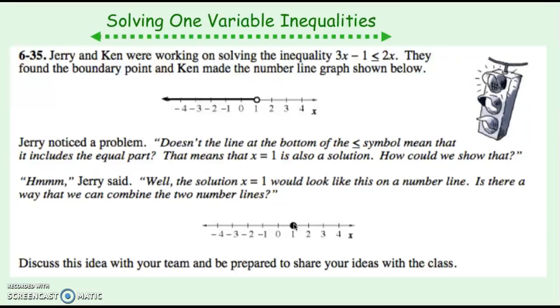The way you combine these two number line graphs is instead of having an open circle on one, you would have a closed circle saying that x could be equal to 1 and x could be equal to all the numbers less than 1.